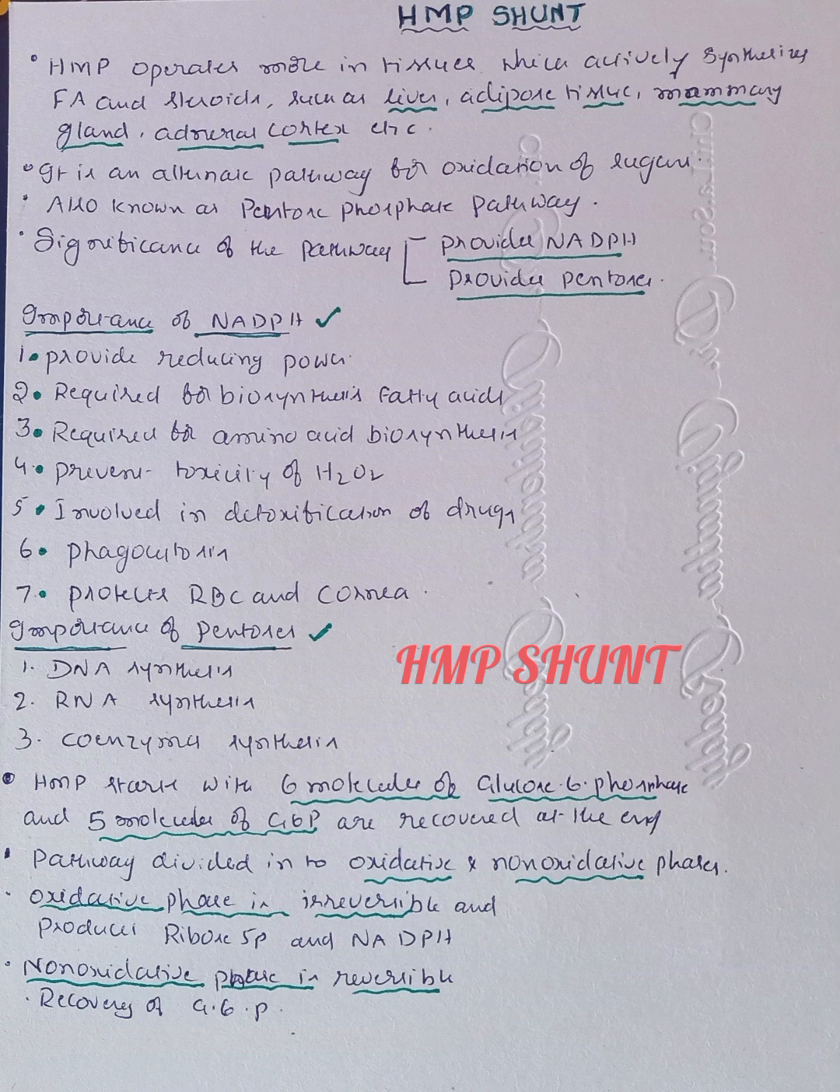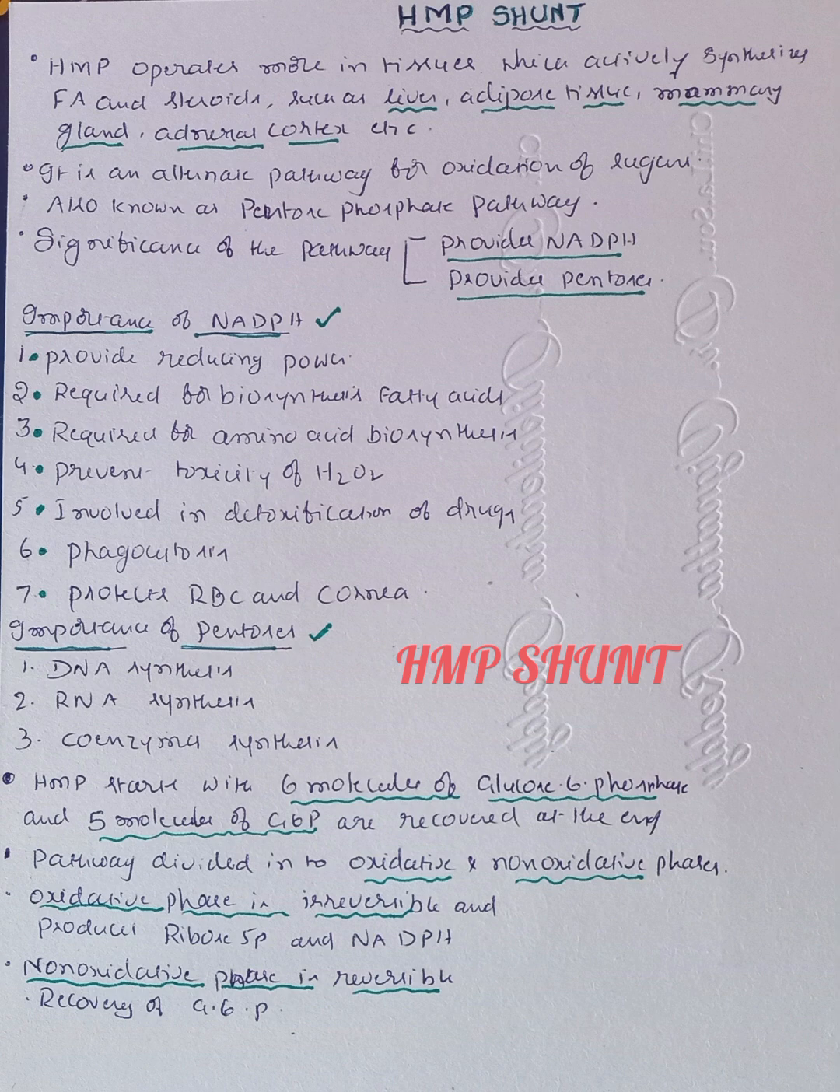So let us see what is the importance of NADPH in our body. They provide reducing power for biosynthetic reactions. They are also required for synthesis of fatty acids and cholesterol in liver and adipose tissues. Also, NADPH is needed for amino acid biosynthesis involving glutamate dehydrogenase. And NADPH prevents toxicity of H2O2, which is produced continuously in our body. NADPH is involved in detoxification of drugs. It is required for phagocytosis.